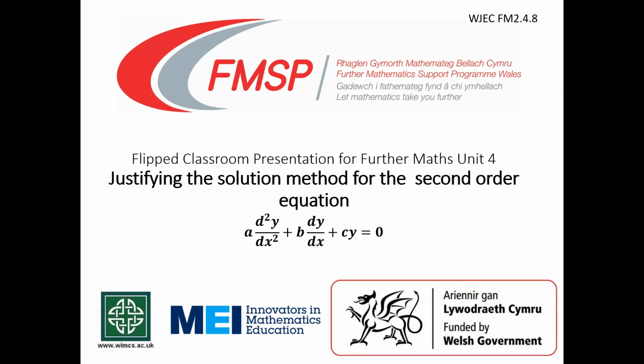So we've now justified our solution method for finding the general solution of the second order equation a d2y/dx squared plus b dy/dx plus cy equals 0.